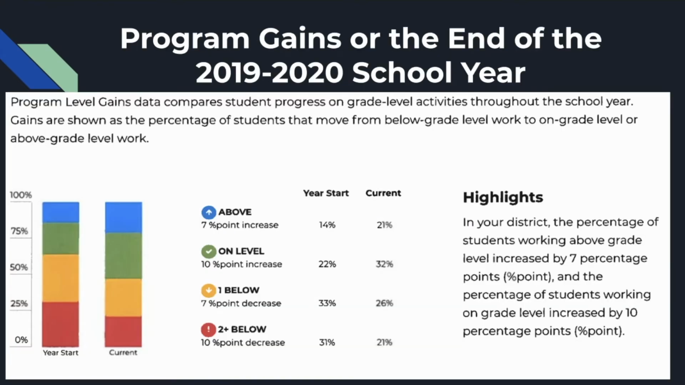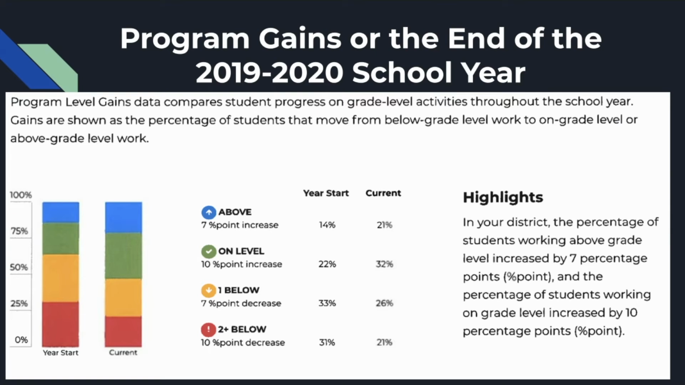So like I said, Imagine Learning is very rewarding. In the 2019-2020 school year, at the end of that school year, our program gains, and this is just looking at the data here at the end of that year. If you look at the bottom, we had a 10% decrease in the amount of students that were 2 years below grade level. So you can see we started out at 31%, and by the end of the year, we were down to 21%.